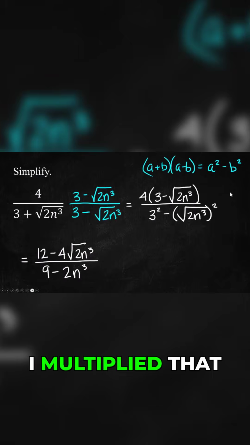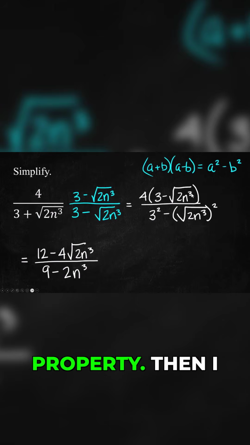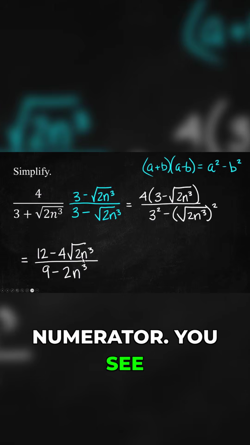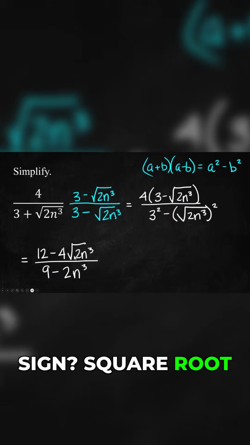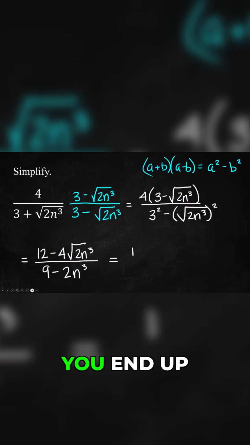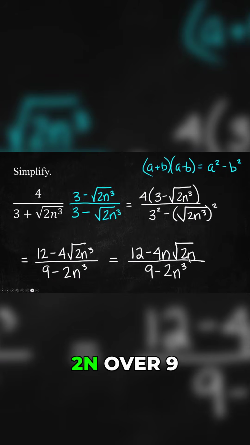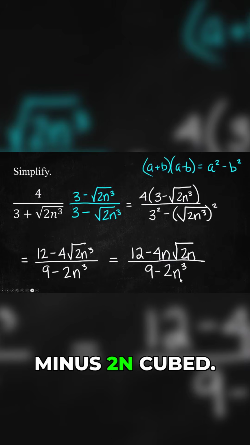Now on the top, I multiplied that out with the distributive property. Then I look at this numerator. You see this n³ that's underneath the square root sign? I can pull an n out of there. So you end up with 12 minus 4n square root of 2n, over 9 minus 2n³.